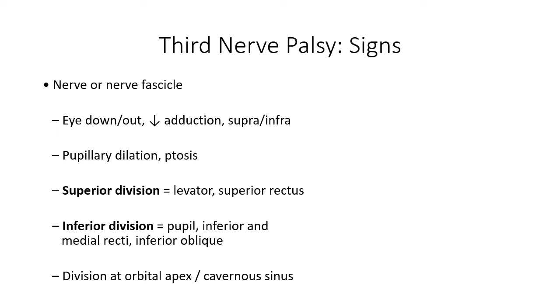So if the lesion is in the nerve or the nerve fascicle, the eye will also be down and out. There will be difficulty with abduction and supraduction, as well as infraduction of the eyes. There will also be pupillary dilatation and ptosis.